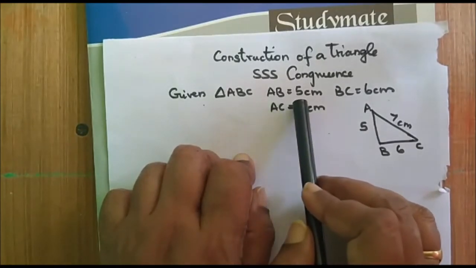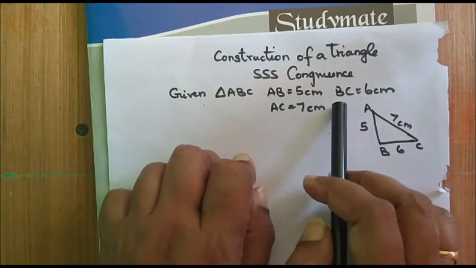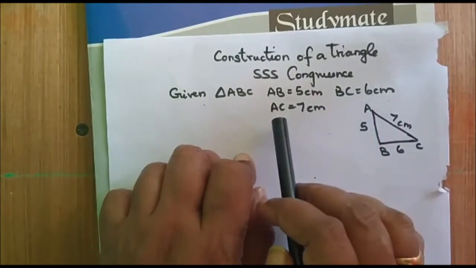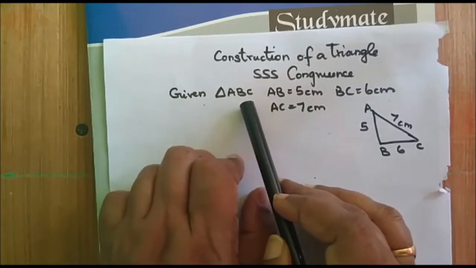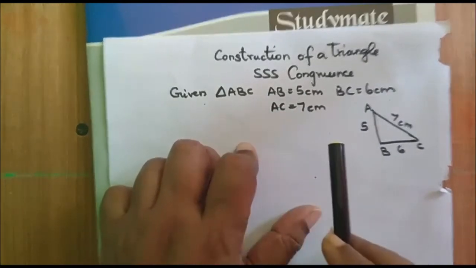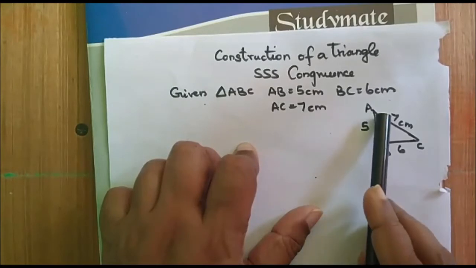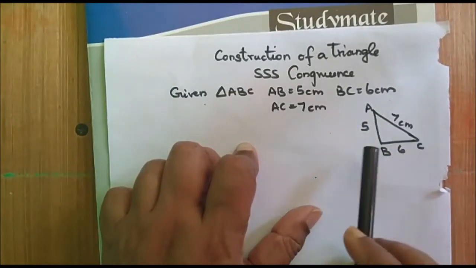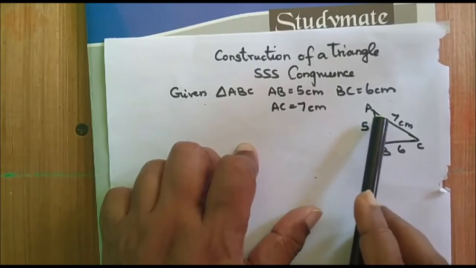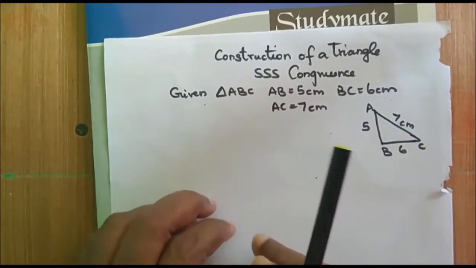So here AB is equal to 5 centimeter and BC is equal to 6 centimeter and AC is equal to 7 centimeter in the triangle ABC. So first, before drawing, we can draw a rough sketch on the paper where BC is 6 centimeter, AB is 5 centimeter and AC is 7 centimeter.